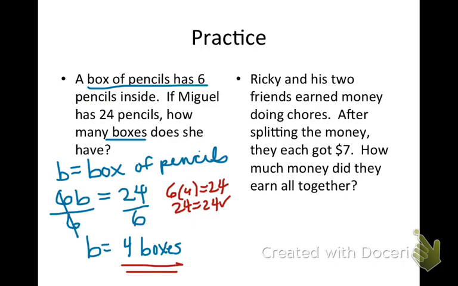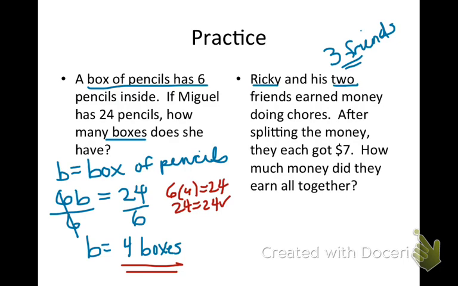Ricky and his 2 friends earned money doing chores. After splitting the money, they each got $7. How much money did they earn altogether? So what we have to realize is that we have Ricky and 2 friends, so we have 3 friends splitting money. Okay, that's important. A lot of kids immediately look for the numerical part of the word problem, and you have to read it in context. 3 friends are splitting money.